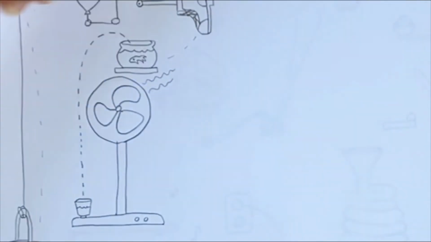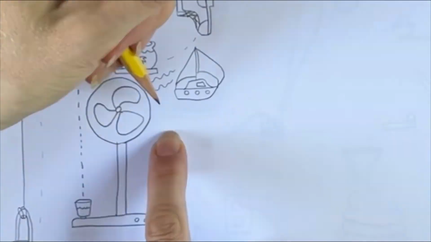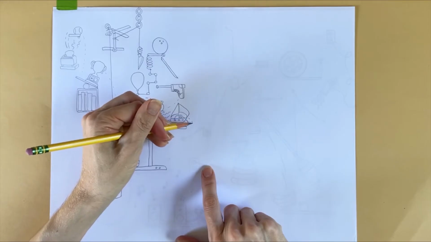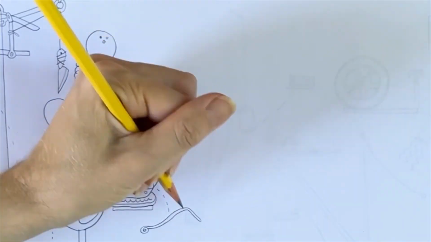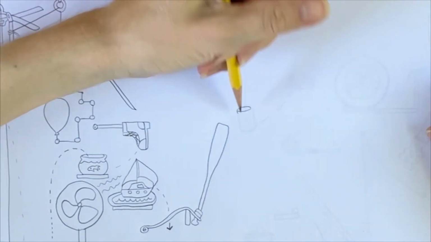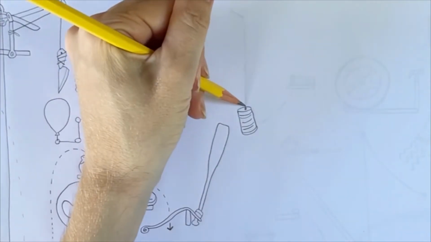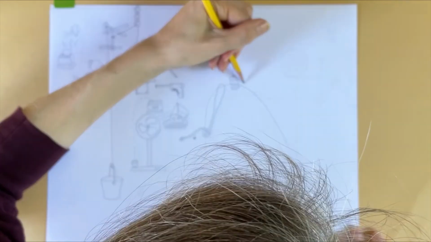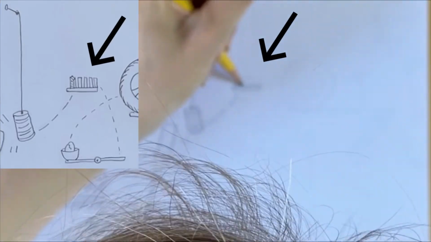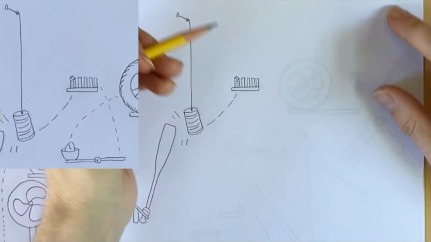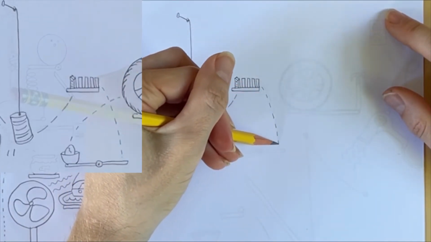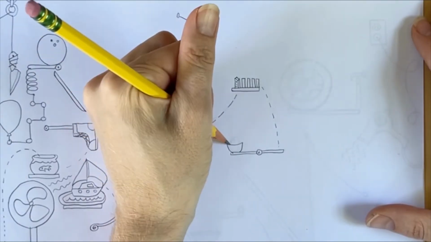The air from the fan will cause this sailboat to blow across the pan of water. The boat will fall over the edge and land on this rope. This will cause the baseball bat to swing, which will hit the tin can that's hanging on a string. The tin can will go flying through the air and will bump into the row of dominoes sitting on this shelf. The dominoes will fall down and the final domino will fall off and land on this catapult.